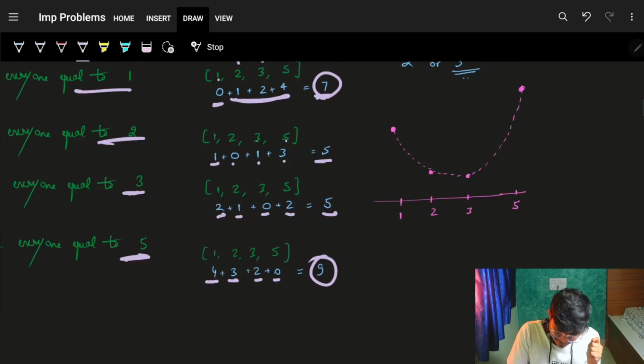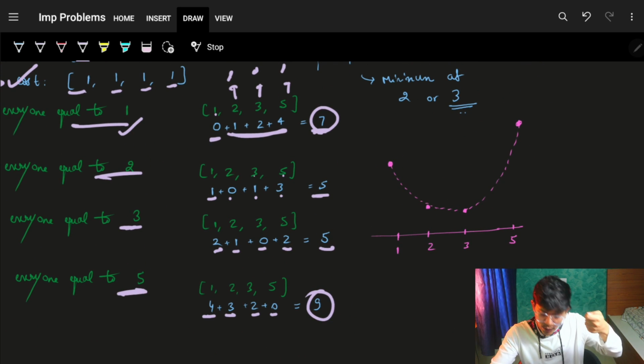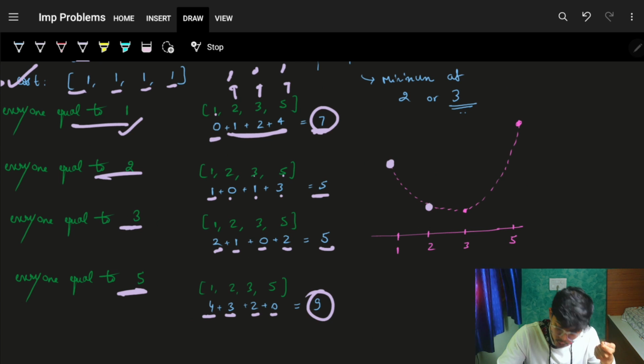So I can easily see if I plot this. I tried to make everything equal to 1, and the cost incurred was 7. I tried to make everything equal to 2, and the cost incurred was 5.